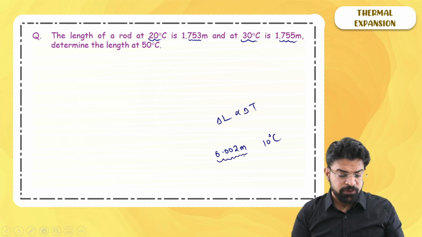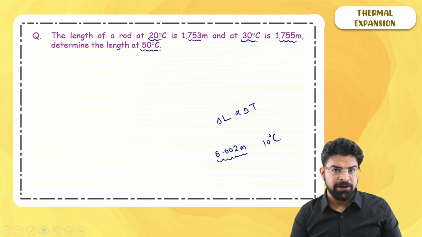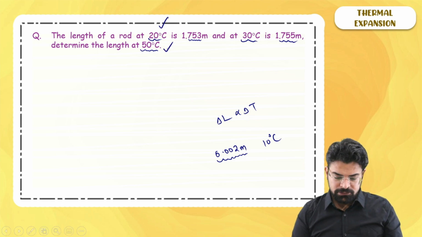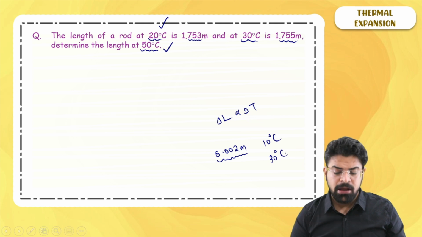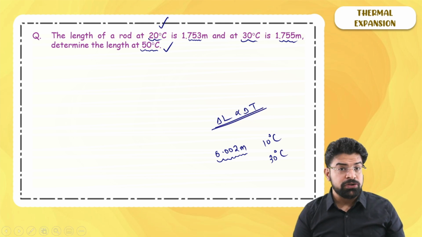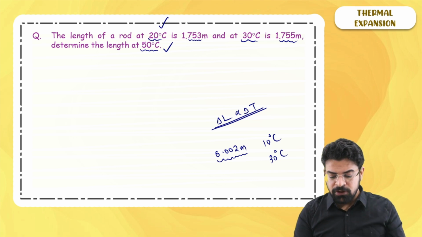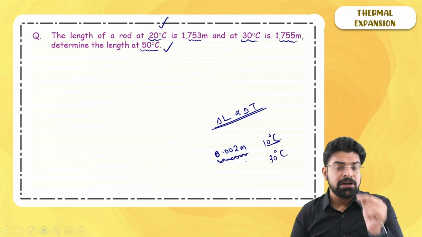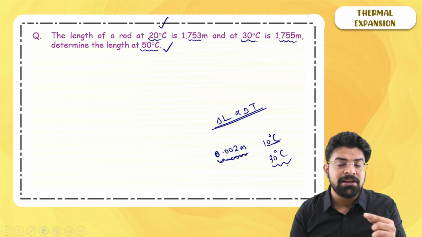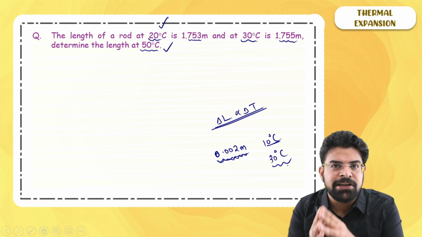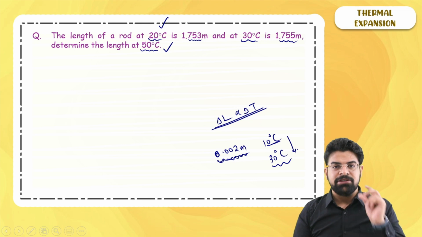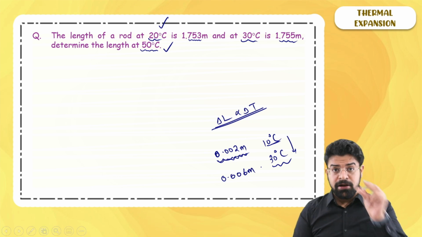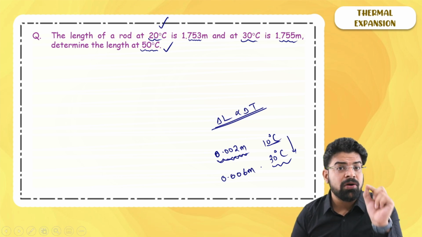Your mission is to find the length at 50 degrees centigrade. When you increase the temperature from 20 to 50, what is the temperature rise? So the temperature rise is 30 degrees centigrade. We know that the change in length is directly proportional to change in temperature. For a temperature rise of 10 degrees centigrade, the length increases by 0.002 meter. Then beta, for a temperature rise of 30 degrees centigrade, what will be the increase in length? The change in length is directly proportional to change in temperature. When the change in temperature becomes 3 times, the change in length also becomes 3 times, and that will be 0.006 meter.